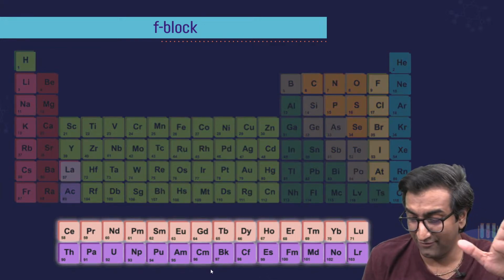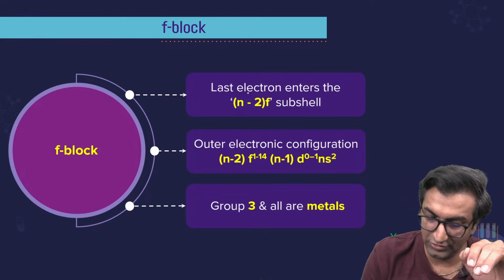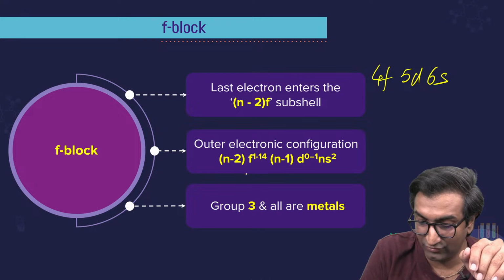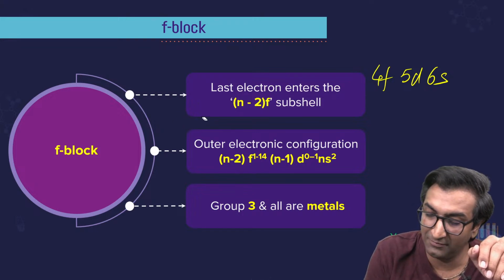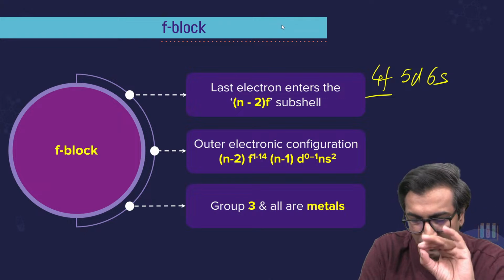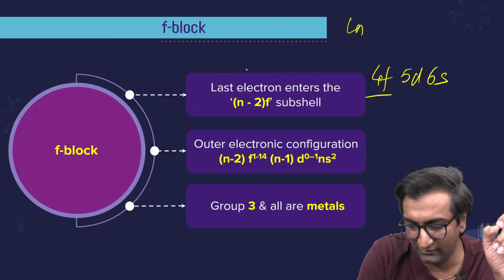F block elements are weird. I mean, not much to talk about this, right? But they're weird. So if I'm talking about 4F, I would have 5D and I would have 6S over there. Okay, this N minus 2F का मतलब क्या है? If I'm talking about 4F elements, which is the first, lanthanoids, actinoids, there are just two of them. They call them as Ln and An. I think actinoid, no, AC, right?